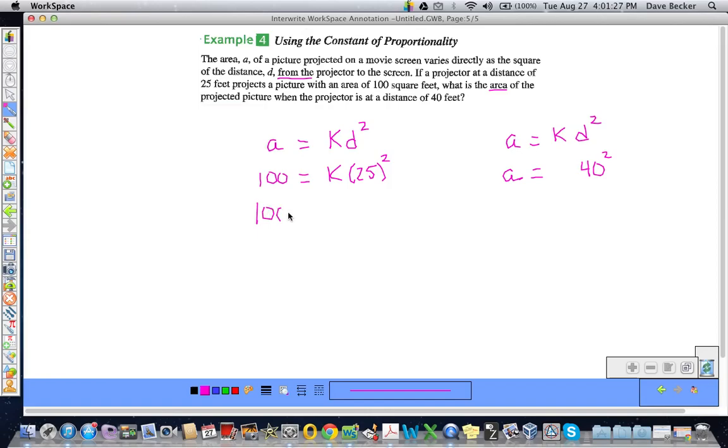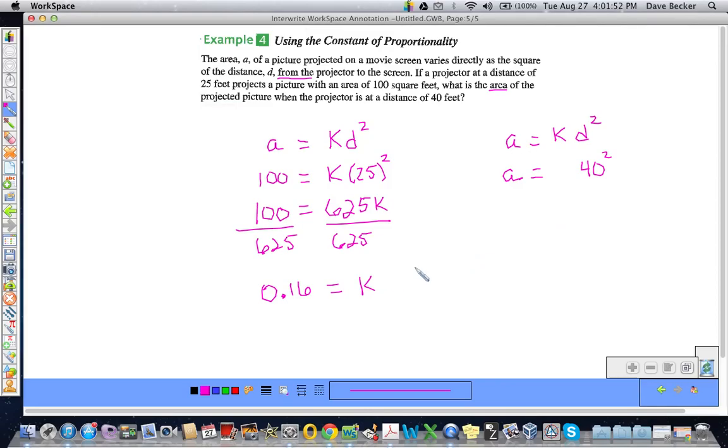So 100 will equal, 25 squared is 625. That's not a good 5. 625K. I'm going to divide both sides by 625. And I will tell you that K is equal to, as a decimal, 0.16. You would be able to use a calculator for that.